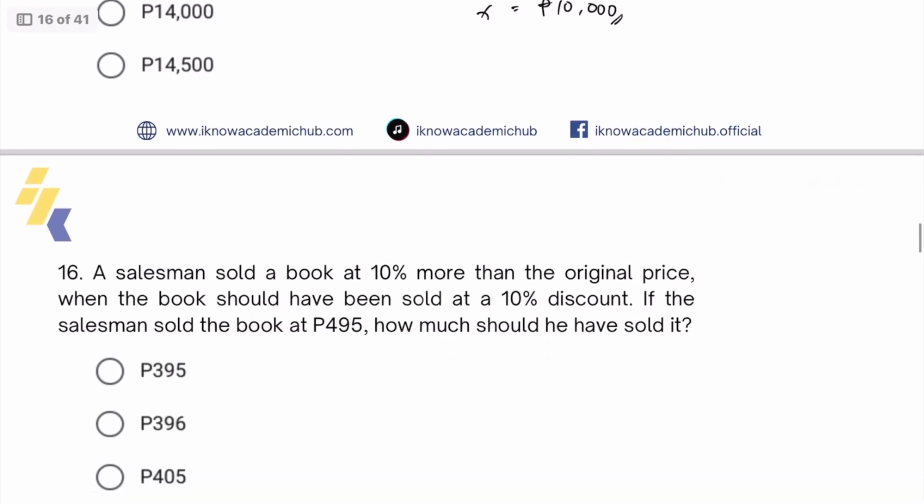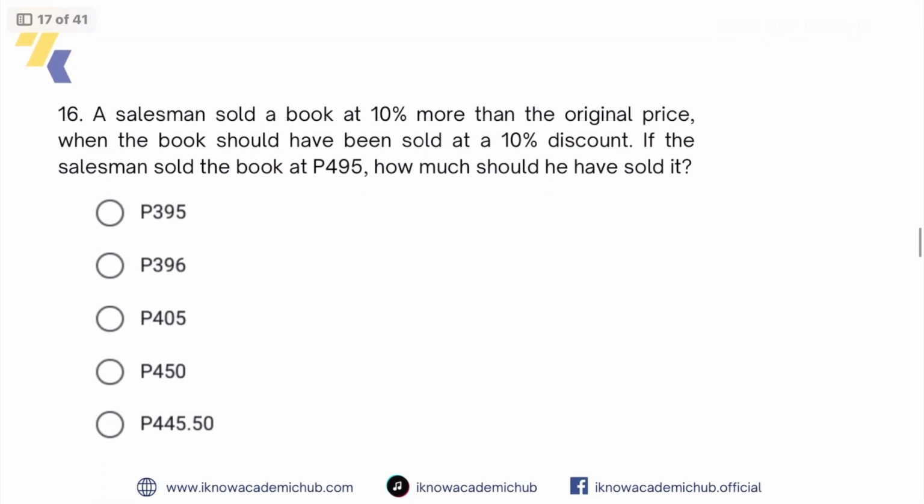Okay, so for the next problem, we have here a salesman sold a book at 10% more than the original price, when the book should have been sold at a 10% discount. If the salesman sold the book at 495 pesos, how much should he have sold it?